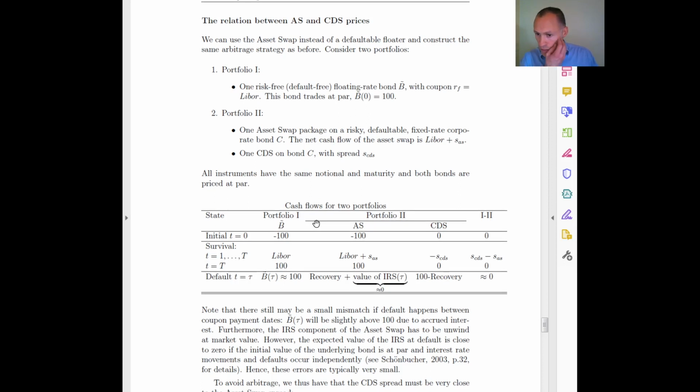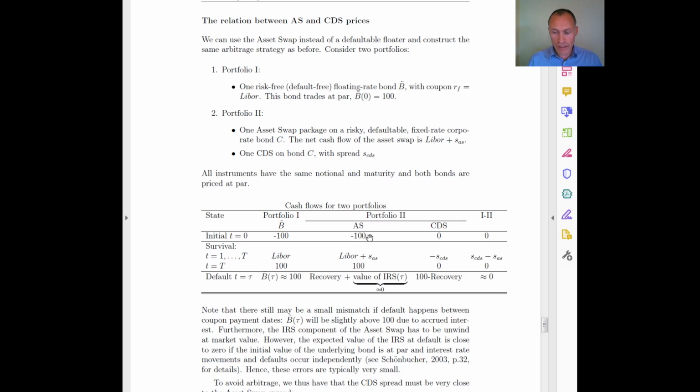Okay, so now I have the asset swap package on that bond, and again the net amount is to get the LIBOR plus the spread of the asset swap. And at the same time I have a CDS on that actual fixed rate bond C, okay, with some spread. All right, what are the cash flows? Portfolio 1, exactly the same as before. Portfolio 2, the difference is now that here I see the asset swap.